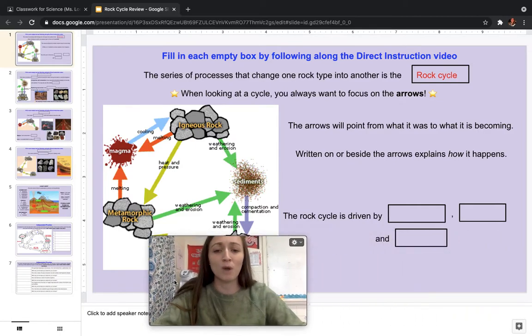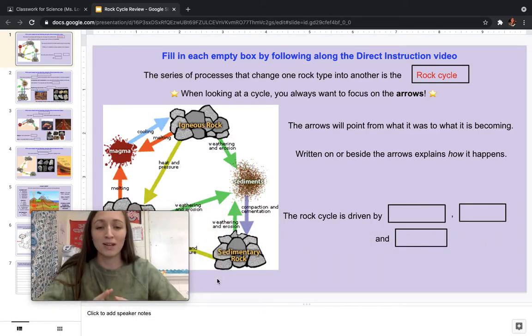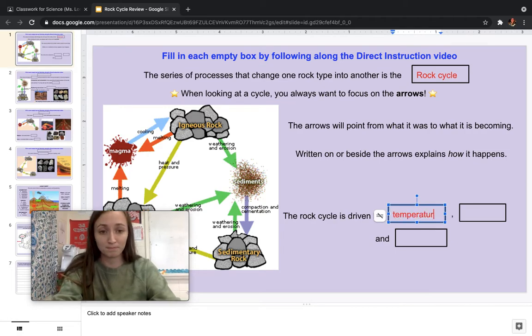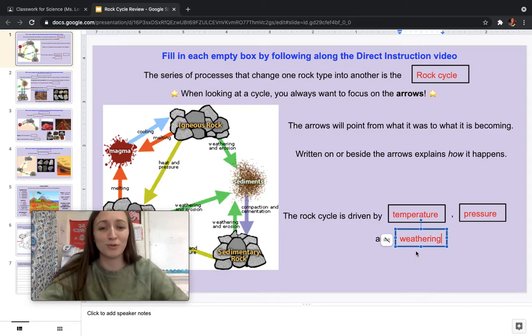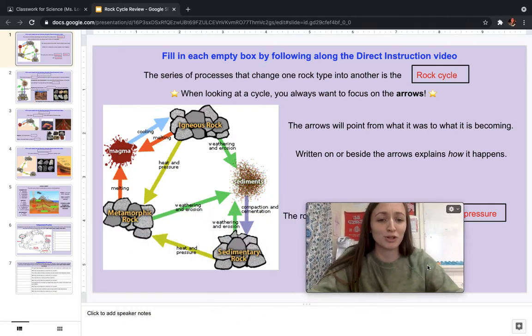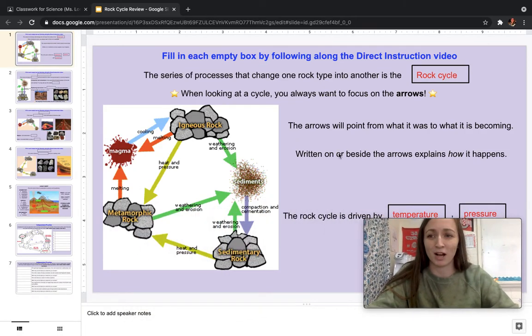Now it says, what is the rock cycle driven by? What that means is, what is causing these rocks to even go through changes? Because we all know changing is not always easy. It's easier to just stay the same. So there are certain things that are going to cause an igneous rock to become sedimentary or sedimentary to become an igneous rock. So those things are going to be temperature. We know what temperature is. Pressure. We know what pressure is. And weathering, which we just reviewed on Friday. So we're all set for this. Awesome. So temperature, pressure, and weathering is what's going to cause these rocks to change.